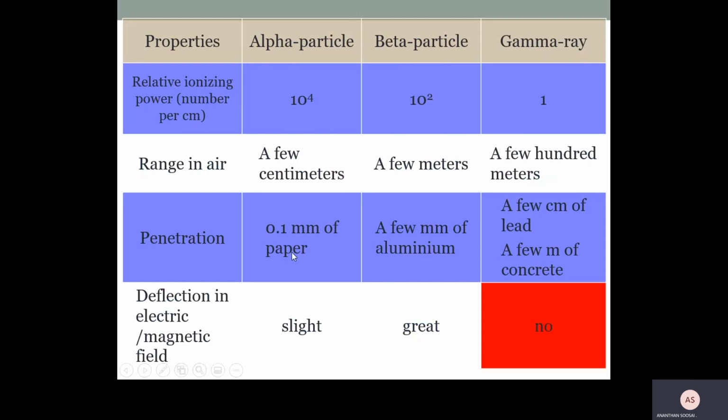So penetration: one piece of paper for alpha, a few millimeters of aluminium sheet for beta, and a block of lead for gamma. You know this. Deflection in electric field and magnetic field: alpha deflects slightly. Why? Because it is very massive, although its charge is greater. Beta has the greatest deflection, and there is no deflection for gamma because it has no charge. So remember these facts again.